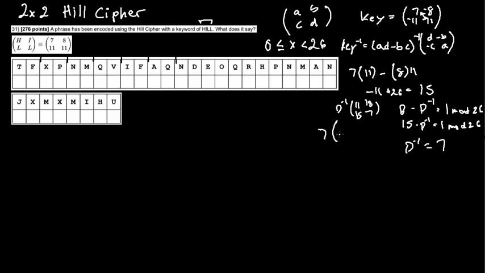And now we can find 7 times 11, 15, 18, 7, which is equal to 77. 7 times 18 is 126. Of course, you have to do all of this mod 26. So I would just do minus 26, minus 26, minus 26 on your calculator.